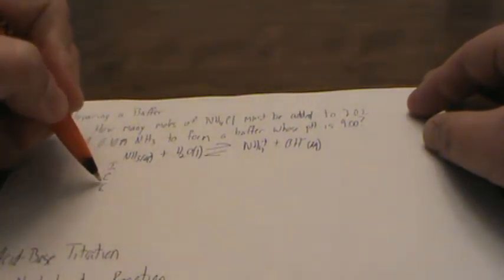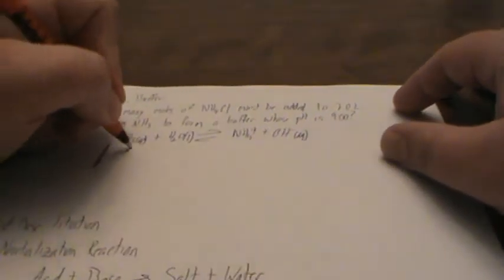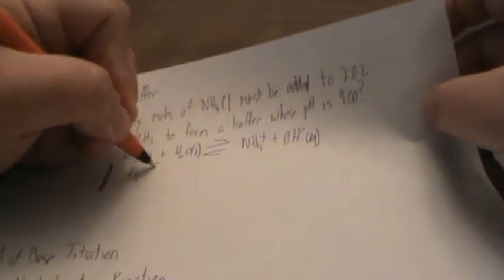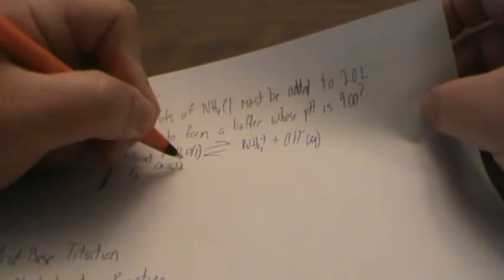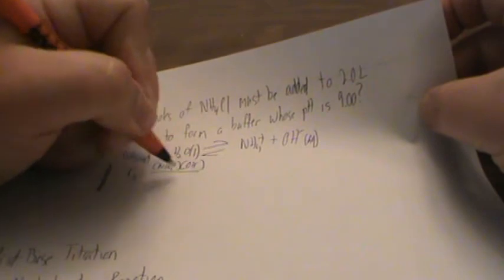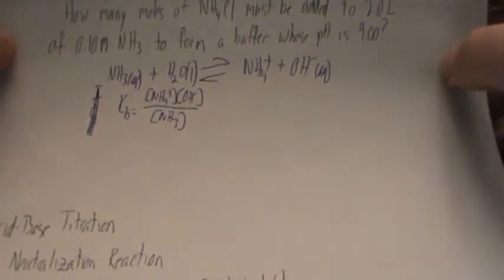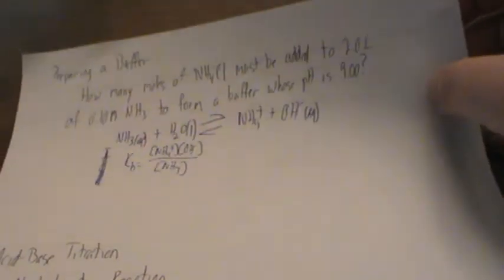Could we set up an ice table for this one? Yeah, but we really don't need to. Now, if we look at our formula, since this is a weak base, it would look like this: the concentration of ammonium times the concentration of hydroxide, over the concentration of ammonia.